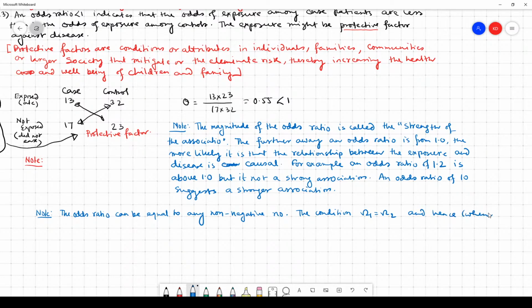Hence, when all cell probabilities are positive, theta equal to 1 corresponds to independence of X and Y.